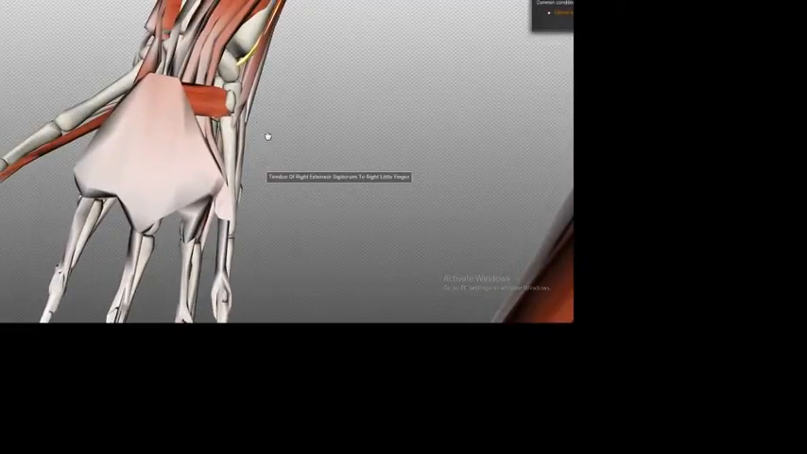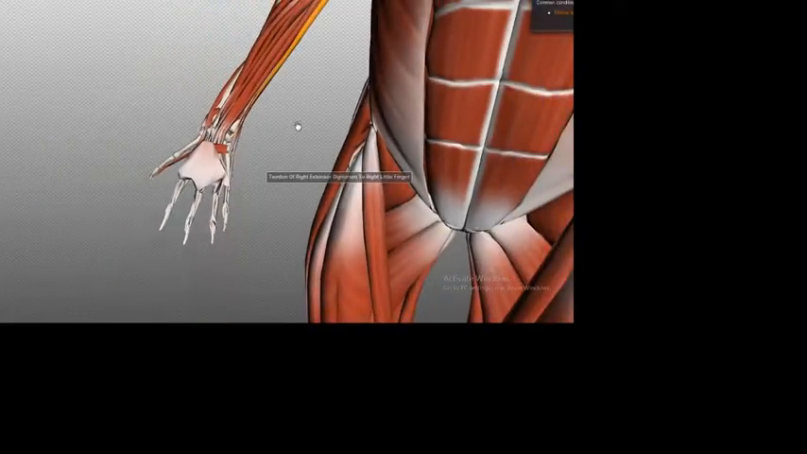So it inserts on this little bone here, the pisiform bone, which I'll talk about in another tutorial, and it has ligaments which attach onto this fifth metacarpal. So what this muscle does when it contracts is that it flexes the wrist and adducts the wrist.